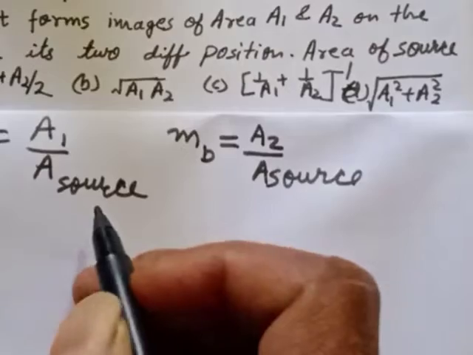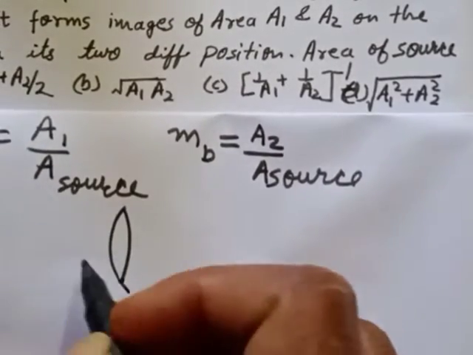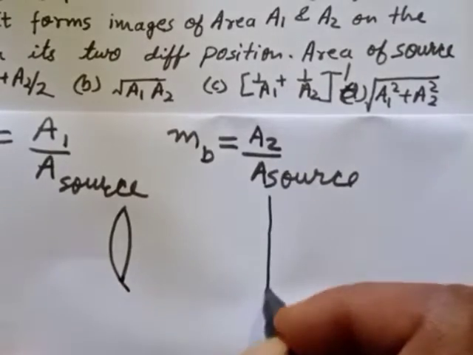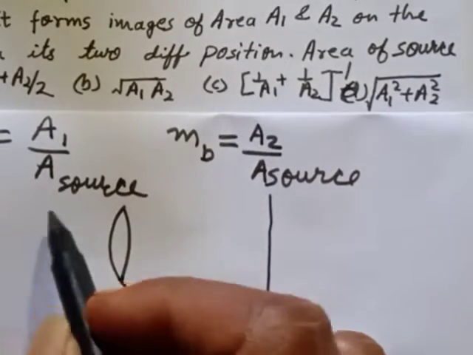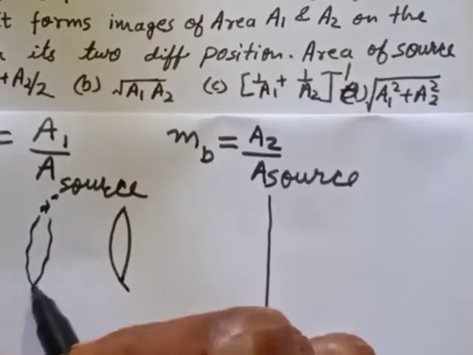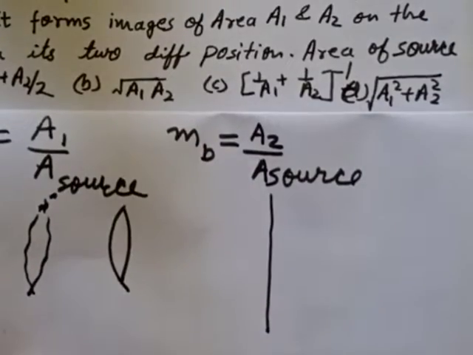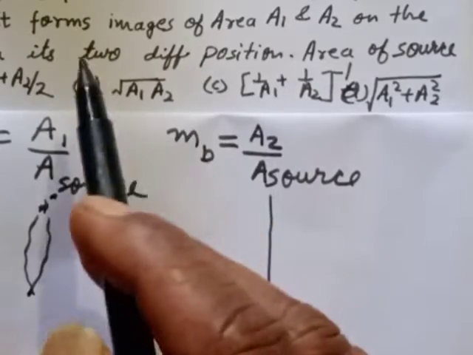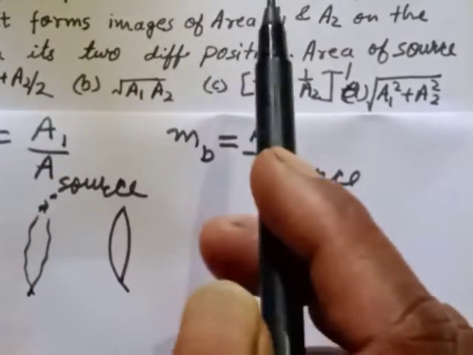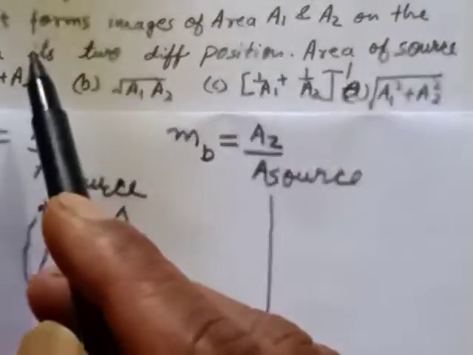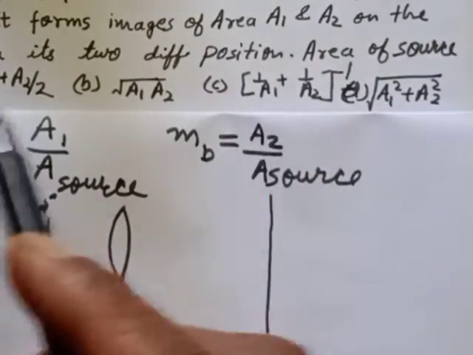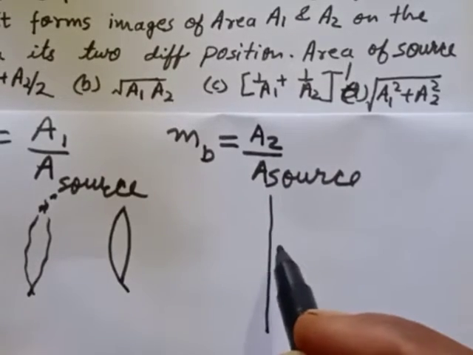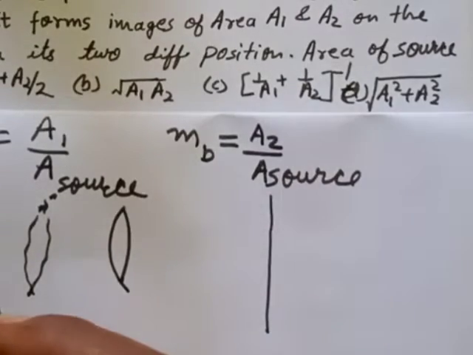Now, the most important part of this problem, this lens. Actually, the position of source is fixed and the position of wall is fixed. And they have said that the position of this lens will be changed. Actually, they haven't given this information directly here. But the thing is, the lens is placed between the source of light and a wall. Both are fixed. It forms images of area this and this on the wall for its two different positions. So the lens has two different positions. Wall is in its place and source is in its place.